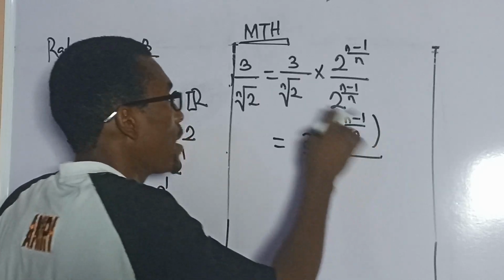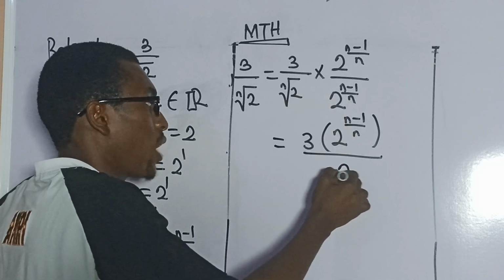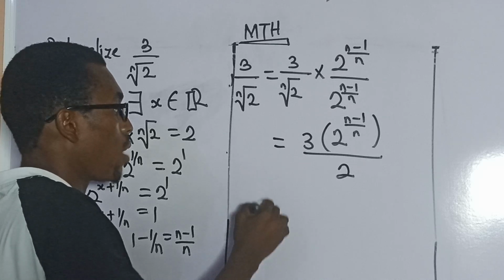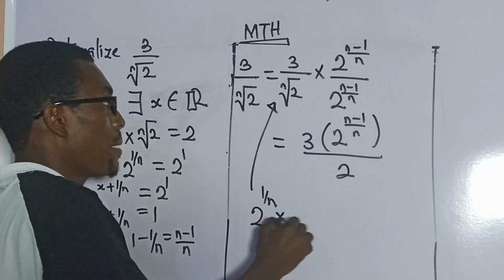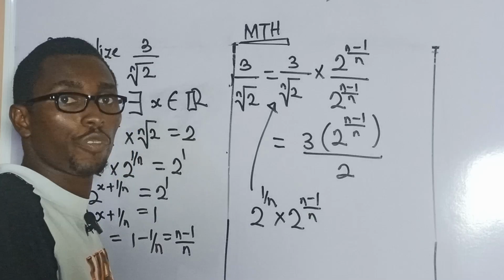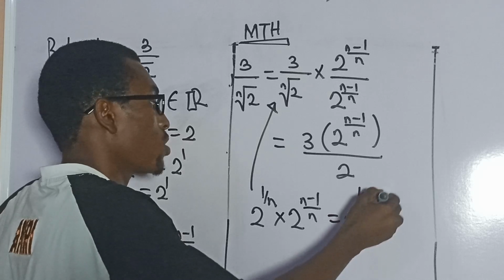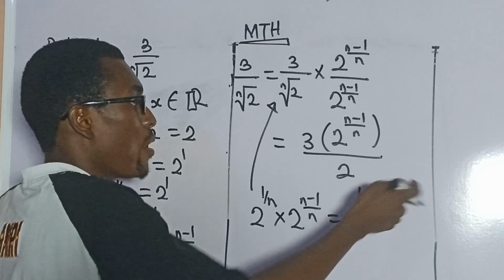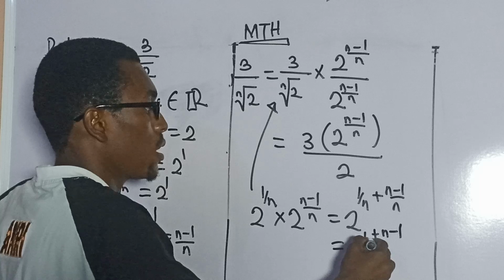All right? Over, then the nth root of 2 multiplied by this expression will give us 2. Let's check it out and see whether we are right. Now we have 2 to the power 1 over n to be this, then multiplied by 2 to the power n minus 1 over n. From the laws of exponents, we have this as 2 to the power 1 over n plus n minus 1 over n. Can you see that? Then on adding numerators, we have the result as 2 to the power 1 plus n minus 1 over n.